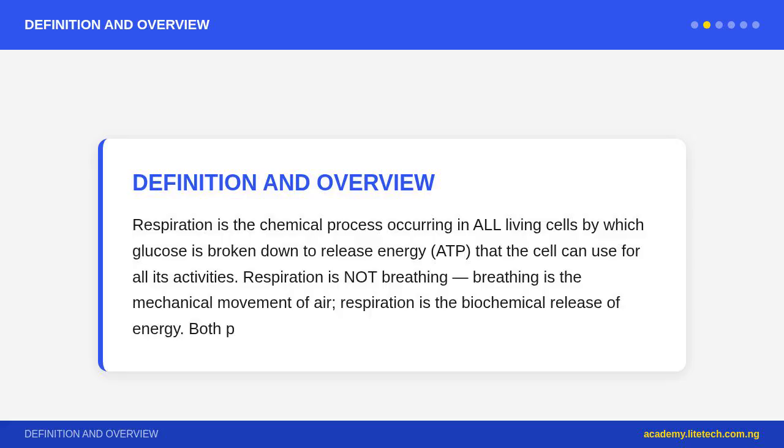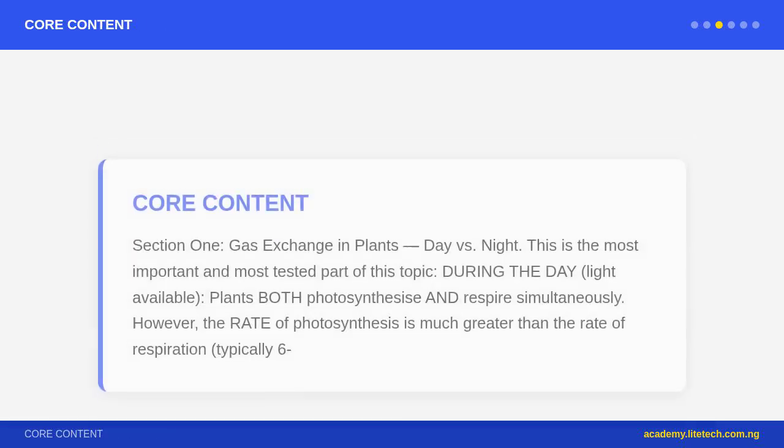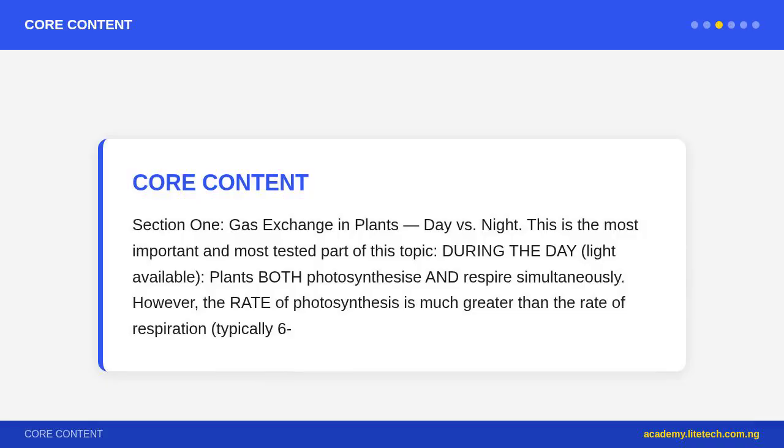At night, no light. Photosynthesis stops, no light equals no photosynthesis. Respiration continues, respiration is continuous, day and night. Net result, CO2 is released, O2 is absorbed. So during the night, plants behave like animals in terms of gas exchange.